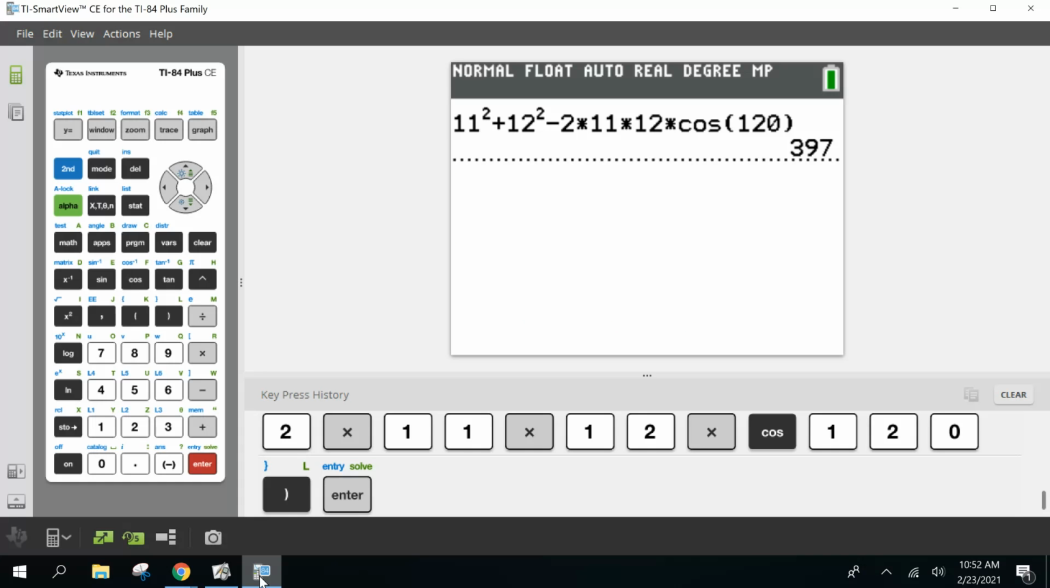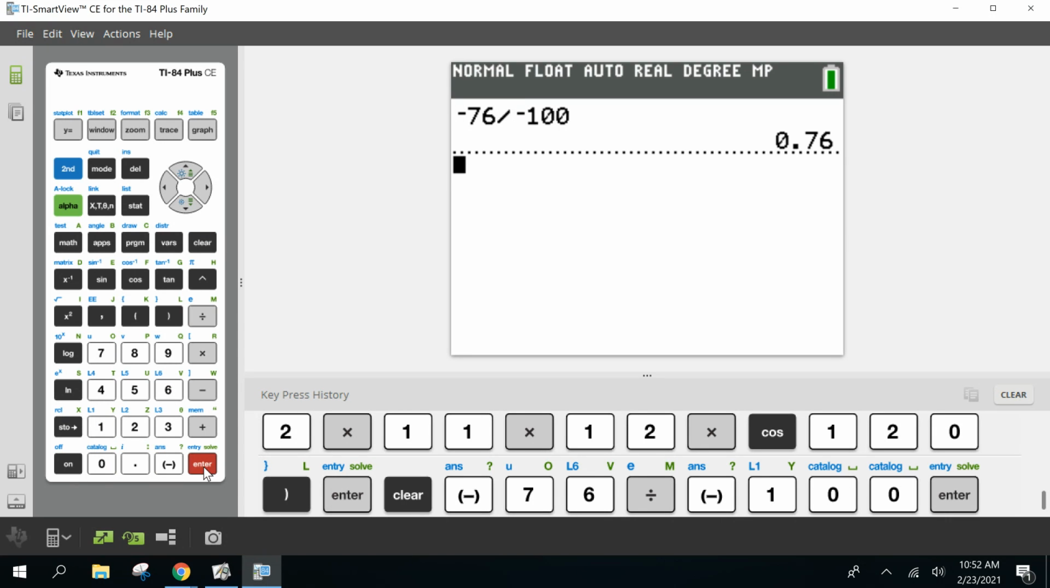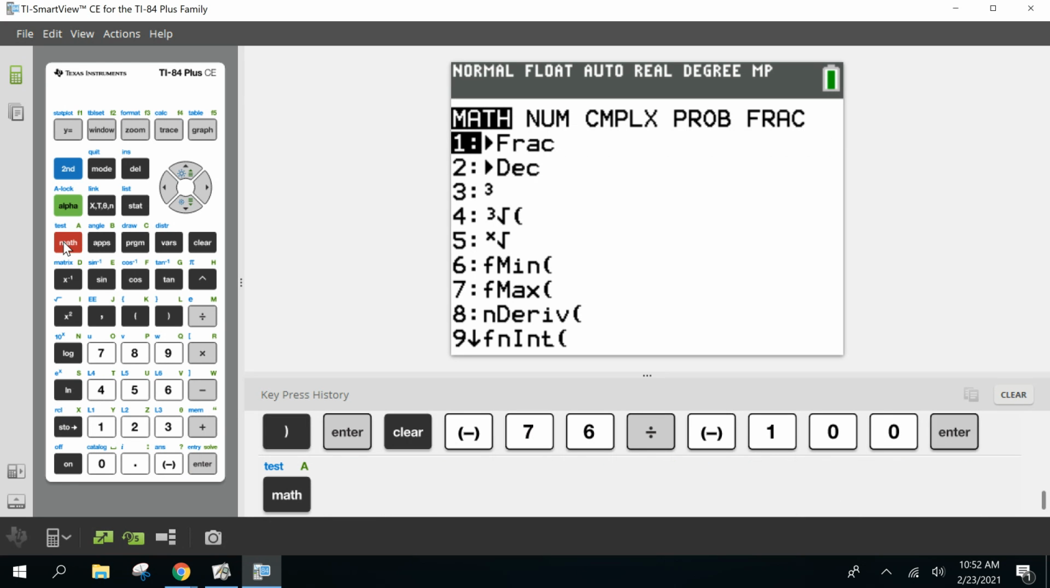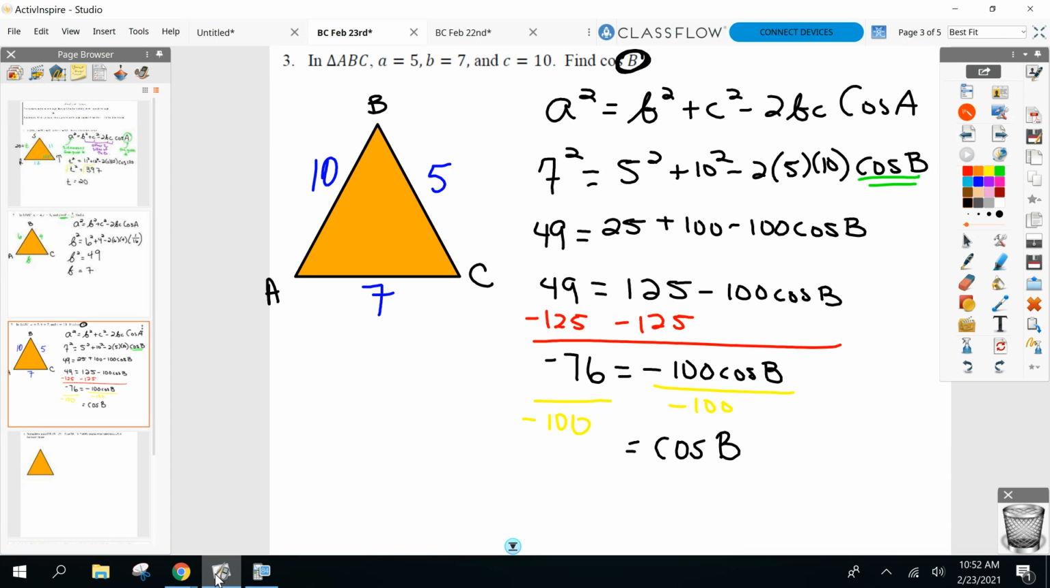So some of you guys don't know how to do that, that's fine. I'm going to say negative 76 divided by negative 100. It's going to give me a decimal. If you want that decimal back into a fraction, which I would appreciate, on the left side of your calculator, there's a math button. And the first choice is change it into a fraction. Choice 1, and it will do so. 19 over 25. So there is what the cosine of angle B, that ratio, is, 19 over 25.